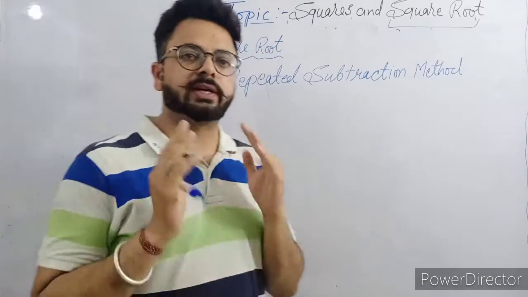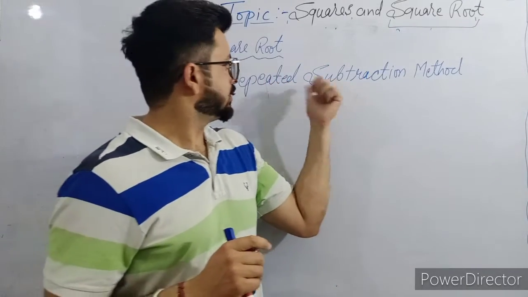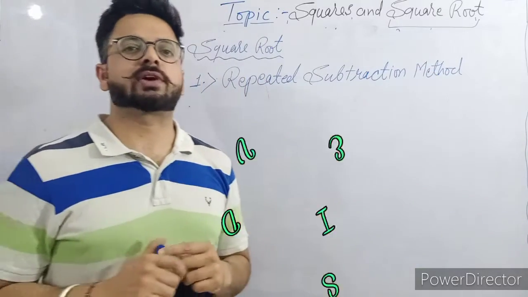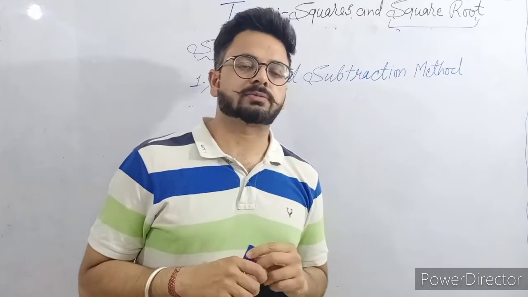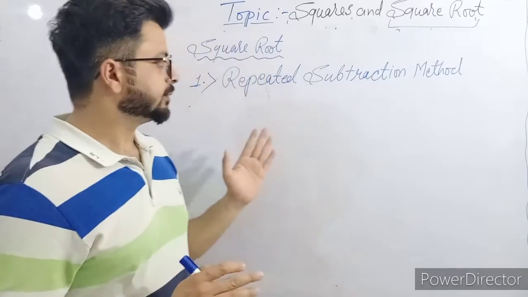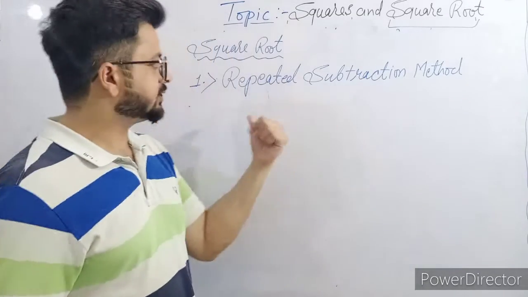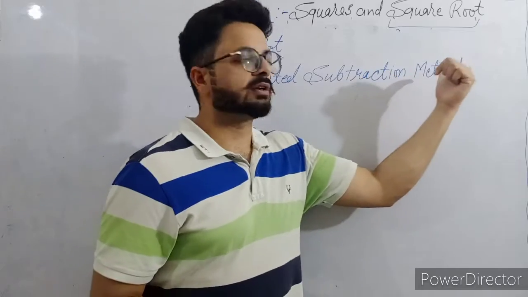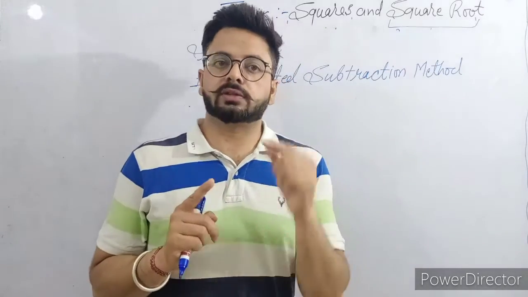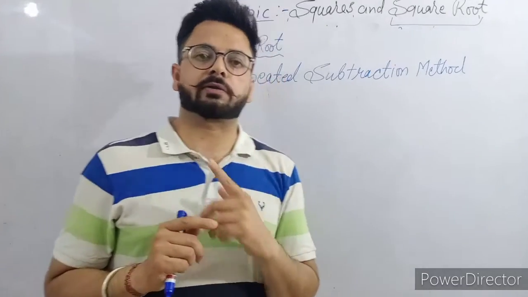In this, we will deal with three methods. First, the repeated subtraction method. Another one, the prime factorization method. And the third and last method, the long division method. The long division method and prime factorization method we will discuss in our next lecture. But in this lecture, we will discuss the repeated subtraction method. And one point to be noted, these three methods are for perfect square numbers.